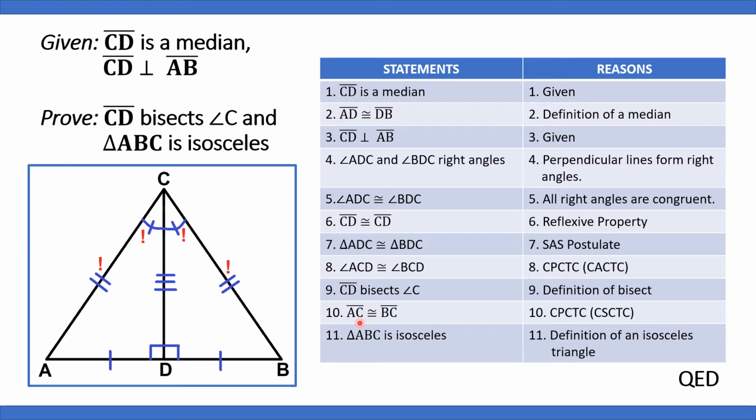Statement 10, line segment AC is congruent to line segment BC by CPCTC. Statement 11 is the consequence of Statement 10. The triangle ABC is isosceles by the definition of an isosceles triangle, which is the end of our proof. QED.